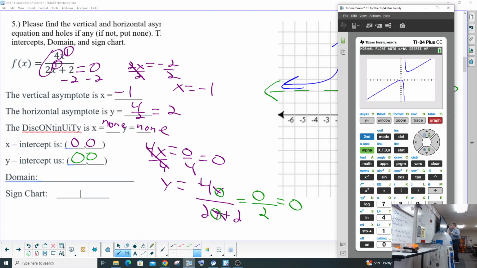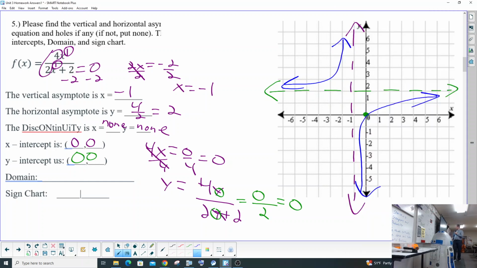Now I highly recommend you use your graphing calculator, plug it in, and check. Make sure you use parentheses on the top and the bottom. So (4x) divided by (2x plus 2). Let's see how we did. We did it right. There's our x-intercept at 0, 0. And it curves out to the bottom right and top left of our asymptotes.